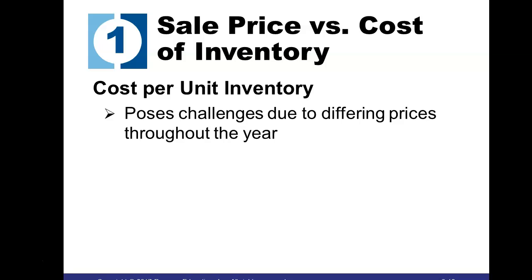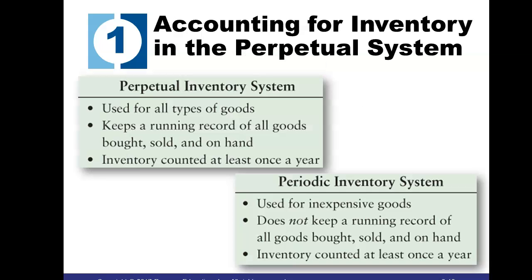So, cost per unit of inventory. Now, you have to deal with different prices, and how can you truly give an accurate valuation of your inventory? Well, the way to do that is through the different types of inventory systems. The perpetual inventory system is used for all types of goods, and it gives you a running total of all your goods bought and sold and ending inventory. Periodic is used for maybe certain goods, not many goods, inexpensive goods, and you do not keep a running total, so you have to count your inventory to actually know what your inventory balances are.